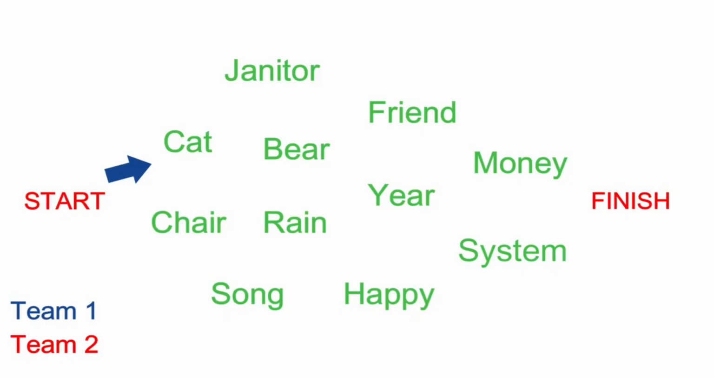Cat, bear. Cat, rain, friend. Students love this game. The first team to reach the end wins. It takes zero effort, but can help students learn vocabulary and practice reading, or just waste some time.